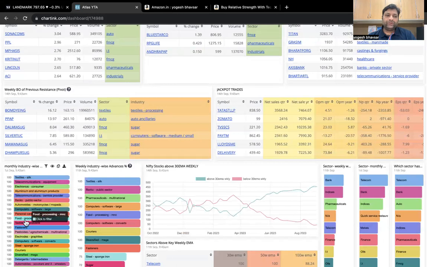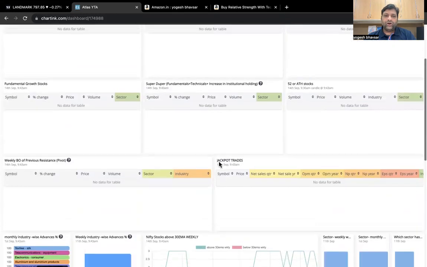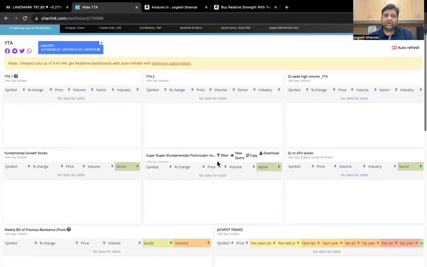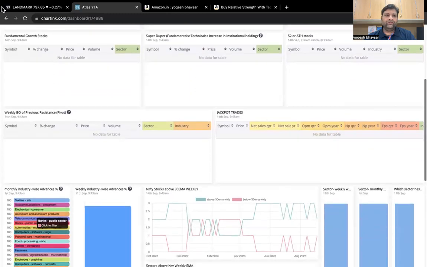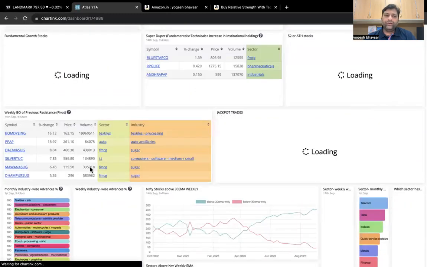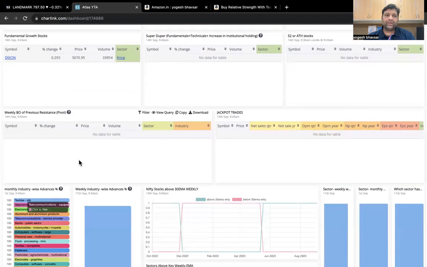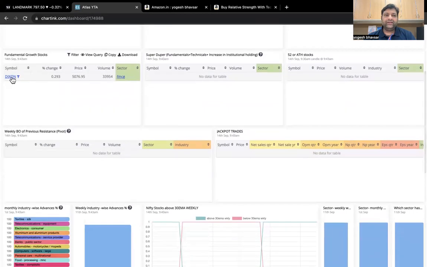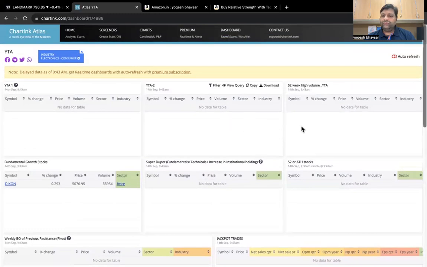What you can do is go to the automobile sector, auto sector. Now, auto sector fundamentally is not there, technically is not there, none of them are there. So that's how you are moving forward. Like, say, electronics. In electronics, see, Dixon is coming in fundamental stock. And none of the other stocks are coming.